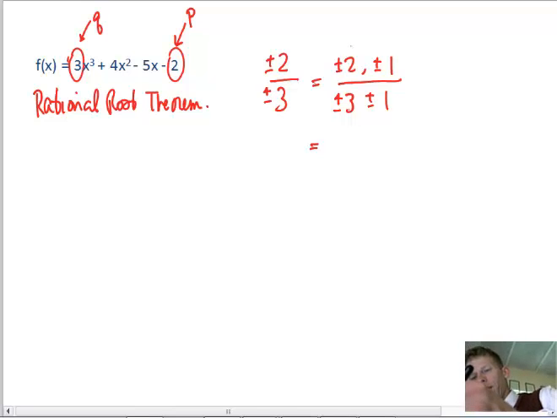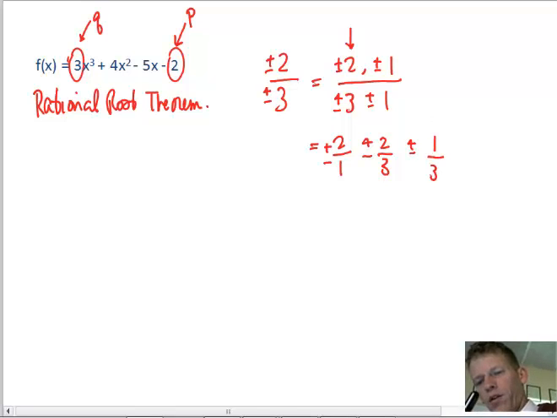So for example, to find the combinations, I would use positive 2 over 1, positive 2 over 3, plus or minus 2 over 1, plus or minus 2 over 3, plus or minus 1 over 3, plus or minus 1 over 1. So we have basically 8 values for rational roots to check.